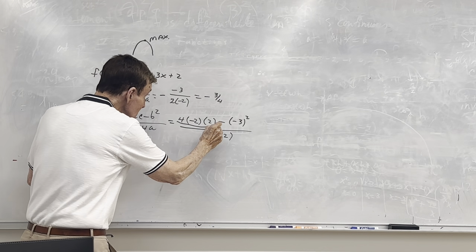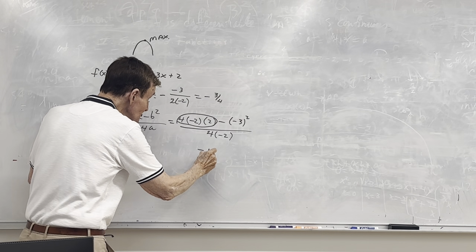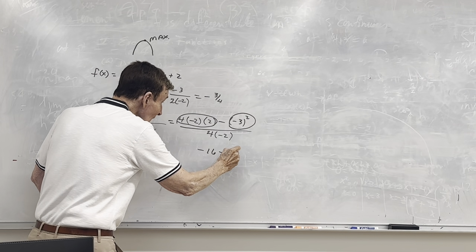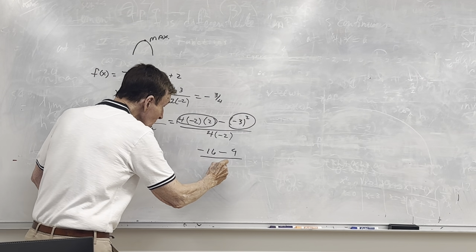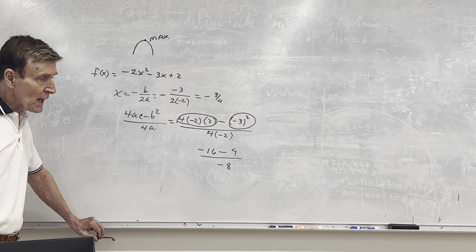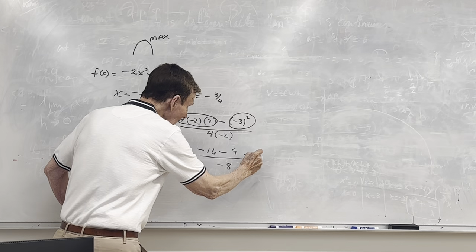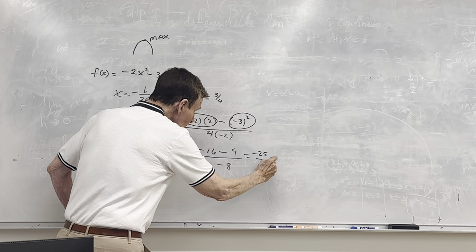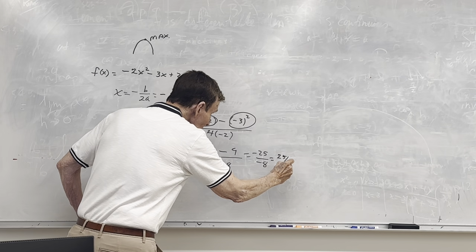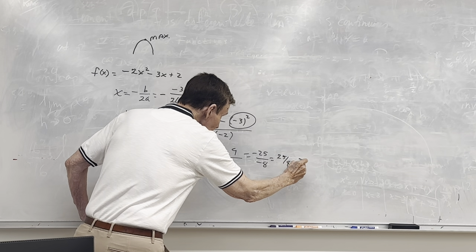Guys, all of this is a negative 16. Subtract, when you square this, that's a 9, over negative 8. When I crunch this out, this becomes a negative 25 over a negative 8, which comes out to be a positive 25 over 8, and we all know that's 3 1/8.